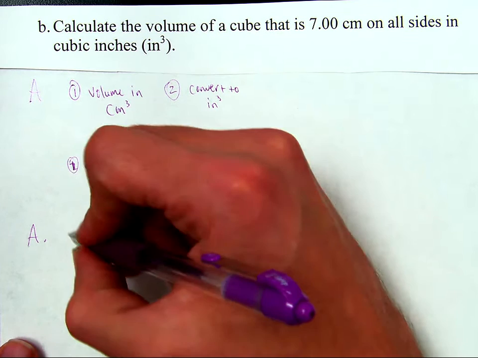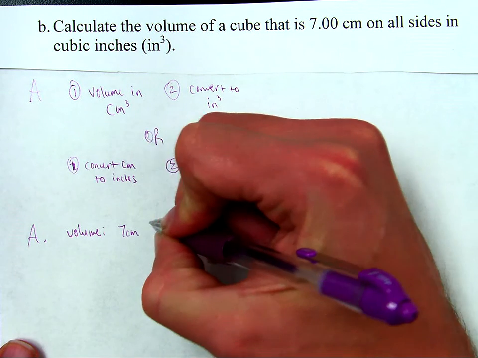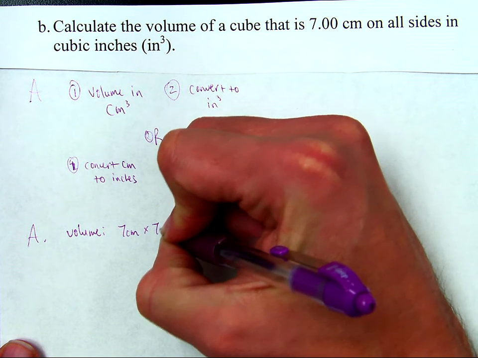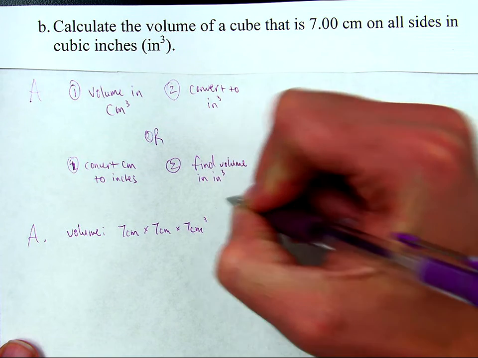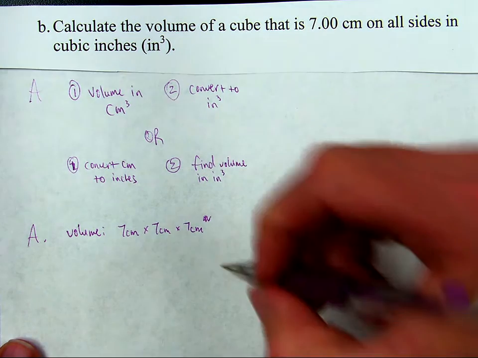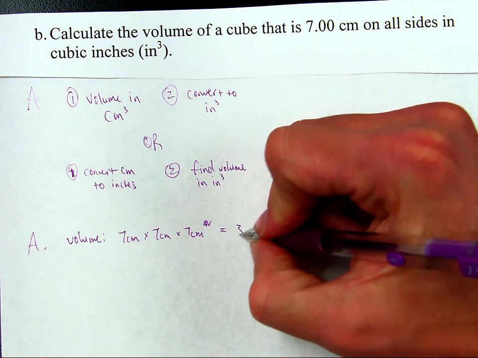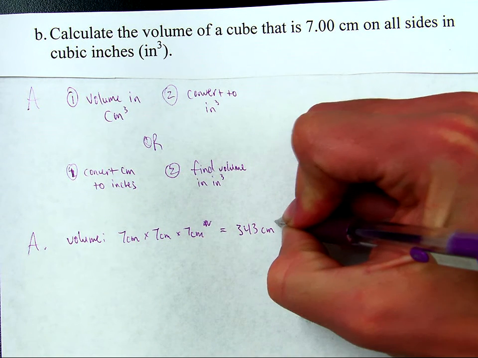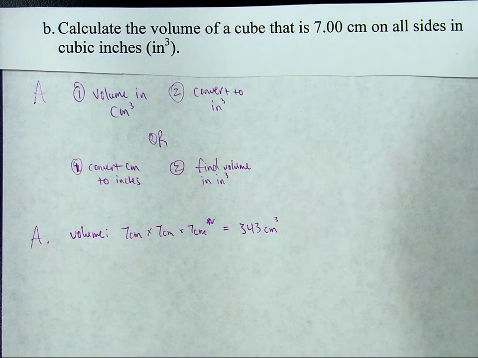So that's going to be volume is 7 centimeters times 7 centimeters times 7 centimeters. That's how you find the volume of a 7 centimeter cube. And 7 times 7 times 7 is 343. So that's 343 cubic centimeters. We're not rounding for significant figures until the end.